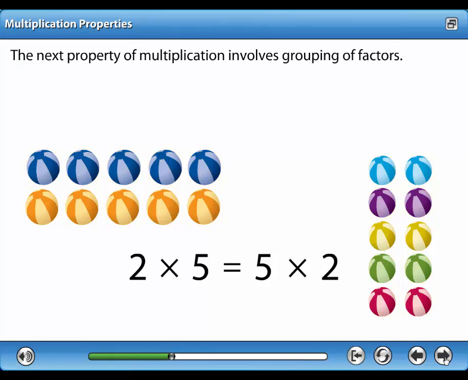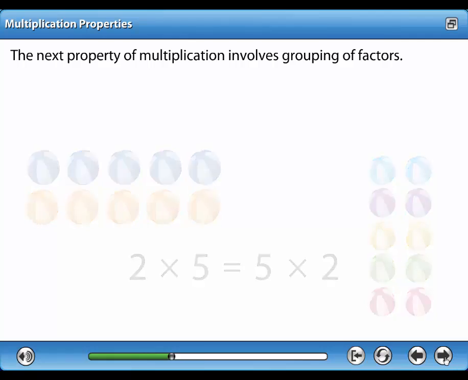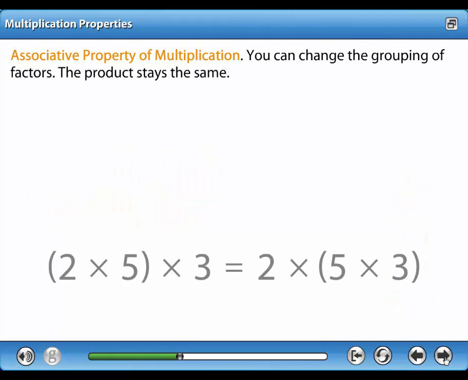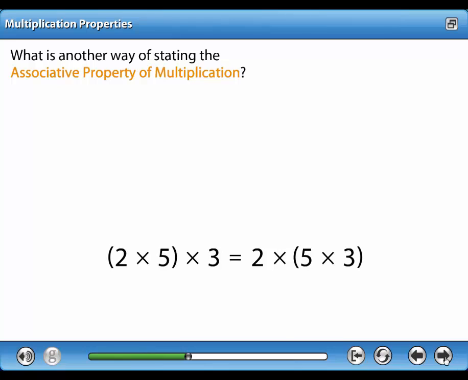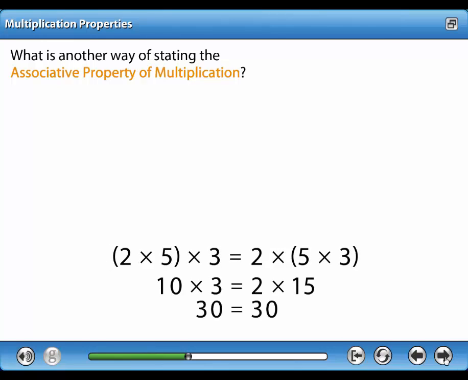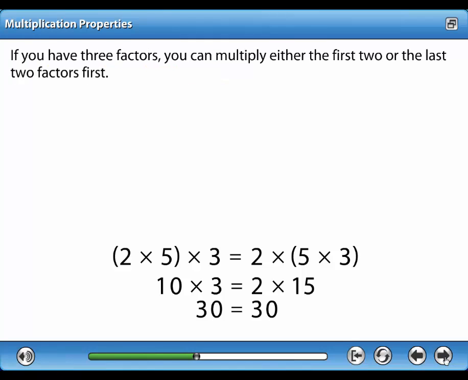The next property of multiplication involves grouping of factors. Associative property of multiplication. You can change the grouping of factors. The product stays the same. What is another way of stating the associative property of multiplication? If you have 3 factors, you can multiply either the first 2 or the last 2 factors first.